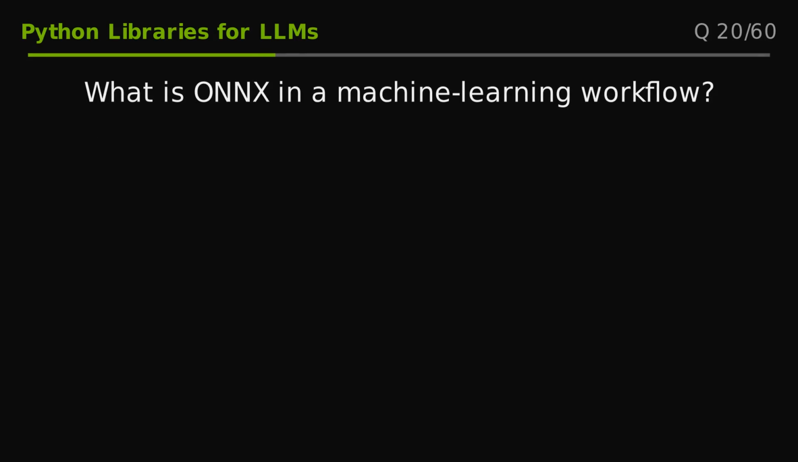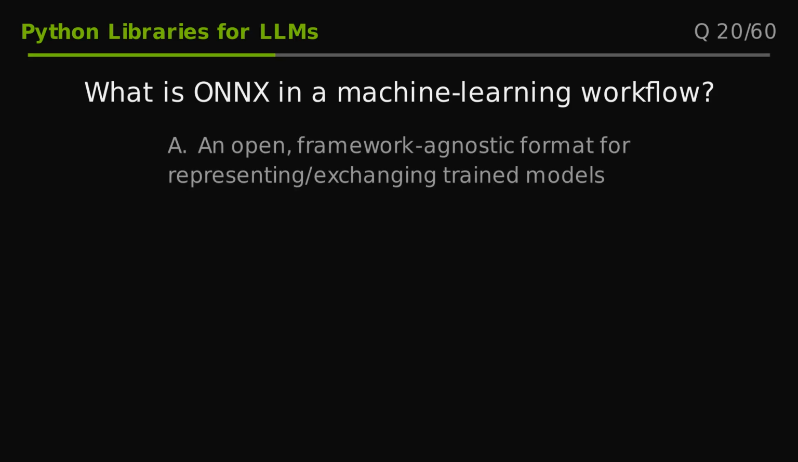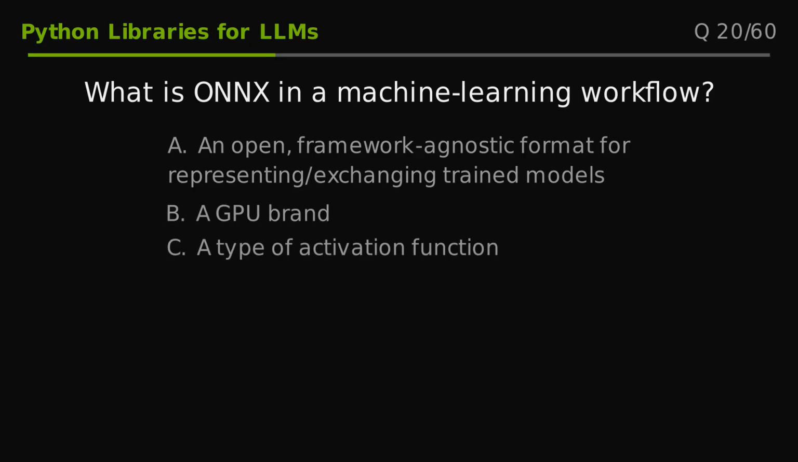Question 20. What is ONNX in a machine learning workflow? Option A. An open, framework-agnostic format for representing and exchanging trained models. Option B. A brand. Option C. A type of activation function. Option D. A database query language.